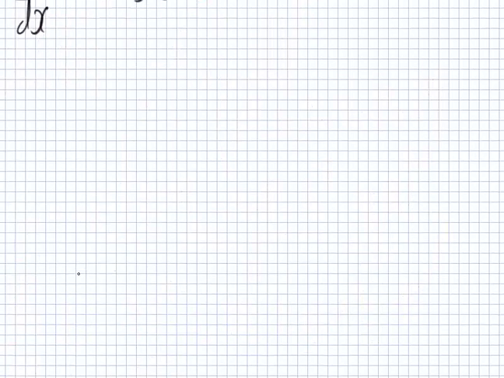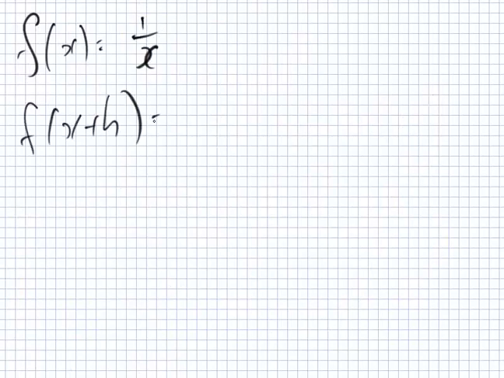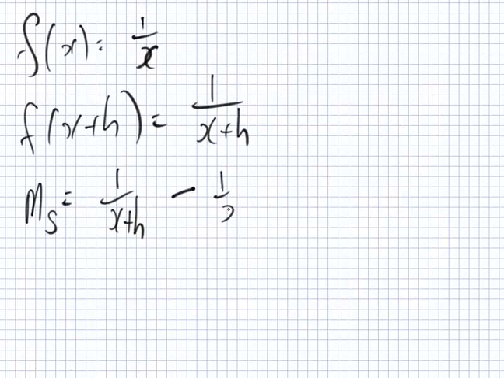Alright, next now. So f(x) equals 1 over x. f(x plus h) equals 1 over x plus h. So now I use my formula to calculate the slope of the secant. The formula is f(x plus h) minus f(x), all over h. Now don't panic. I know you don't like fractions, but all I do is add these fractions together.